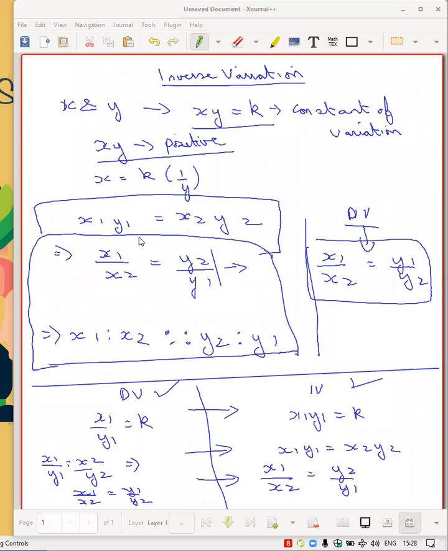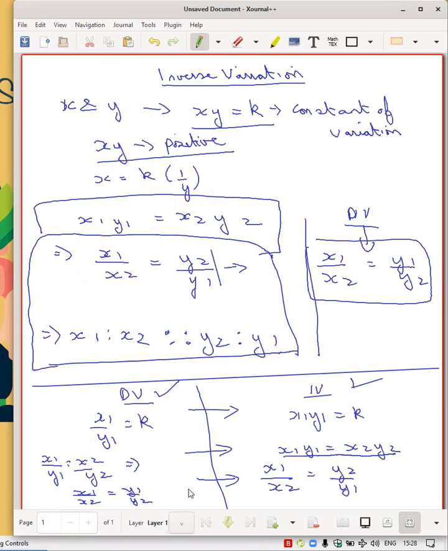Rishima, it's not the same in both of them. Please read the inverse variation. Rishima, in the first case, direct variation, we have x1 upon x2 is equal to y1 upon y2. Whereas in the case of inverse variation, we have x1 upon x2 is equal to y2 upon y1. It's not the same. Yes, sorry, sir. And this comes from this step itself. You can derive it from here.